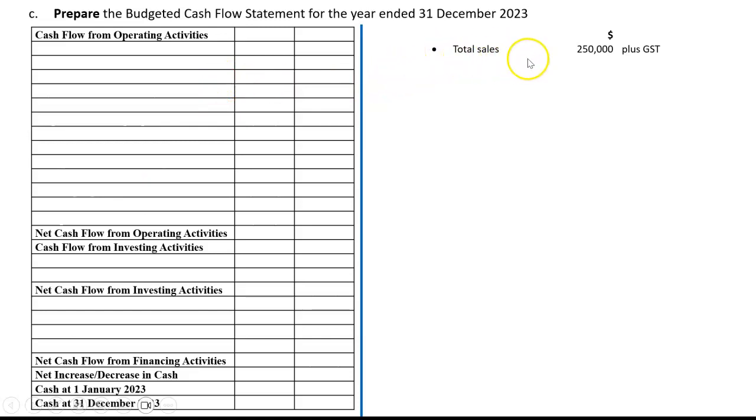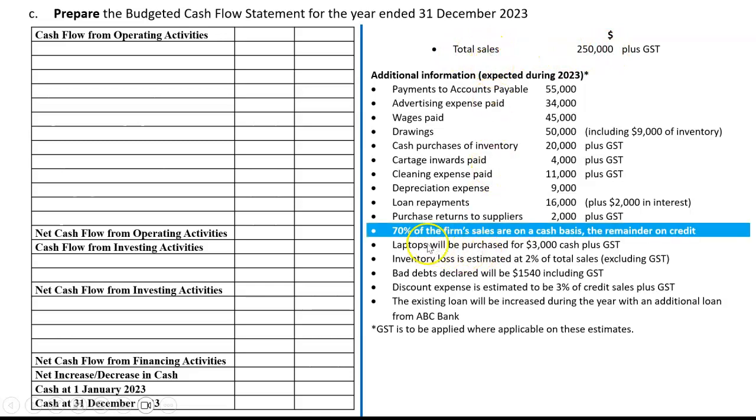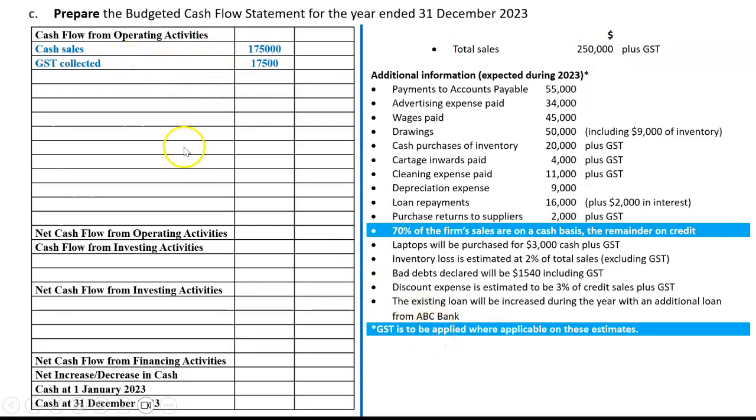So the first thing is total sales will be 250, but this is a cash flow statement, so I only want cash sales. I guess if this is the first bit of info I've got, later on it must tell me something about that. It says 70% of the firm's sales will be on a cash basis. And also this note here says GST is to be applied where applicable. So I guess I'm going to get 70% of 250, that is 175,000, and then I'll add in 10% here about the GST as GST collected or GST received. So I've done my first bit. I've gone through the info from top to bottom. I found total sales, done.